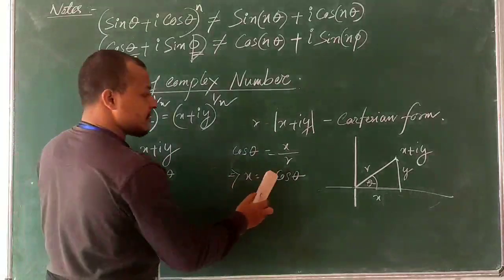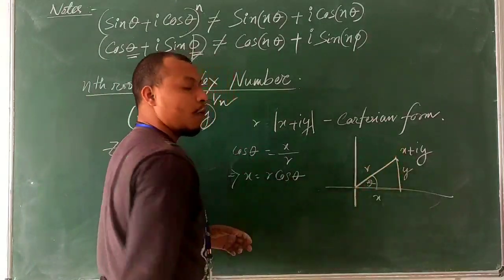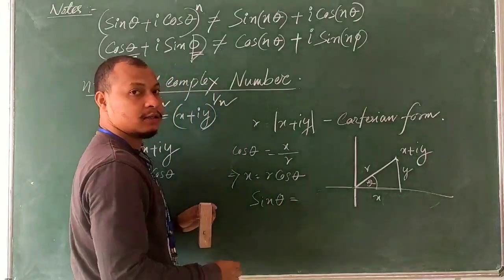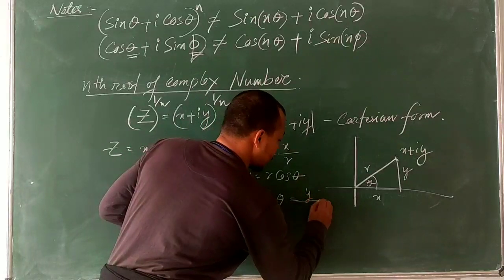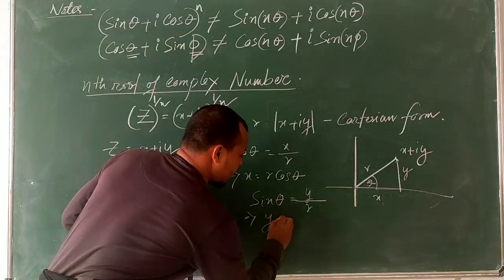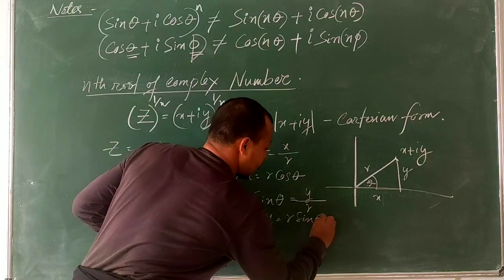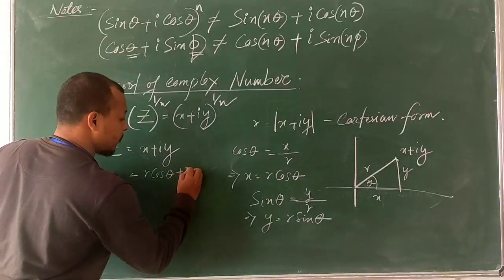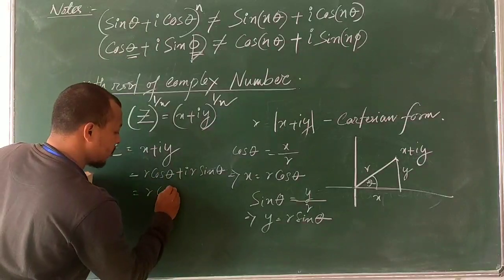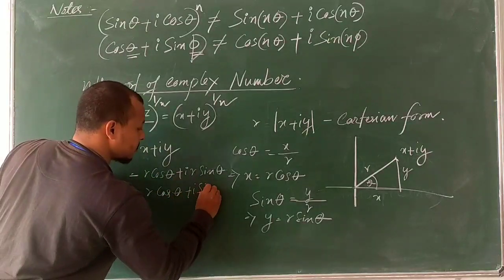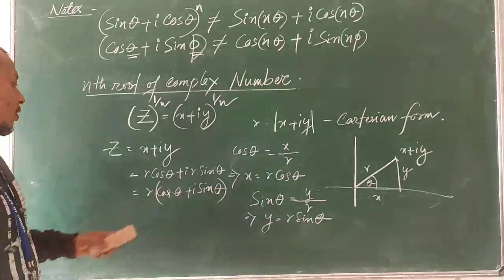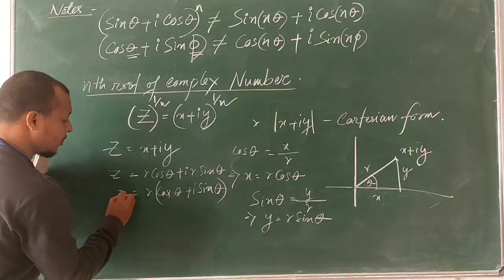Similarly, in this triangle, what is sin theta? Sin theta is equal to y by r. So y will become r sin theta, and we can write plus i into r sin theta. Taking r common, we get r into cos theta plus i sin theta. So basically we can write z like this.